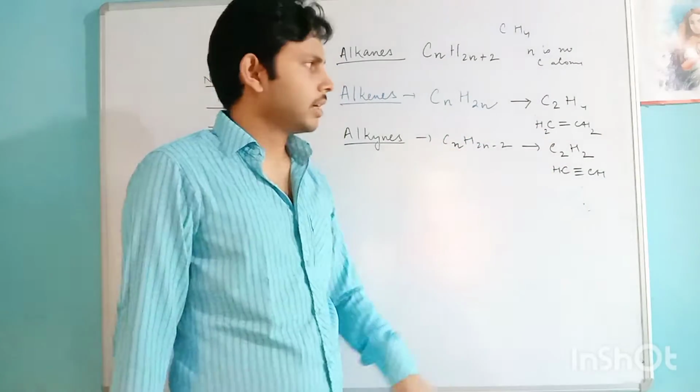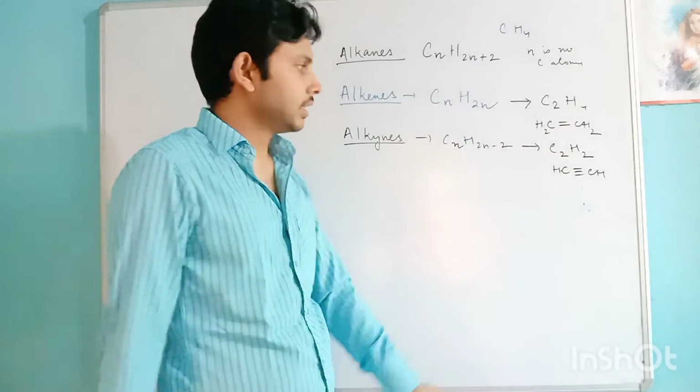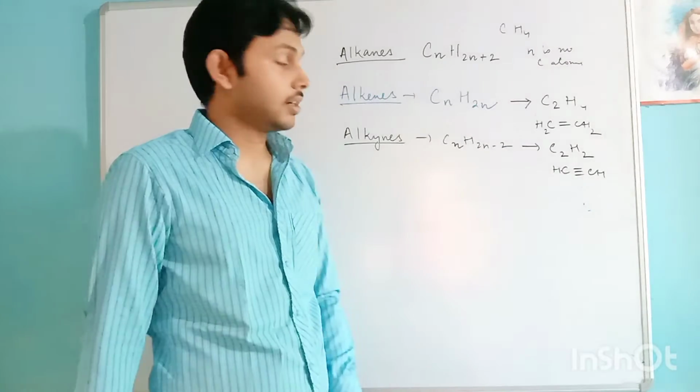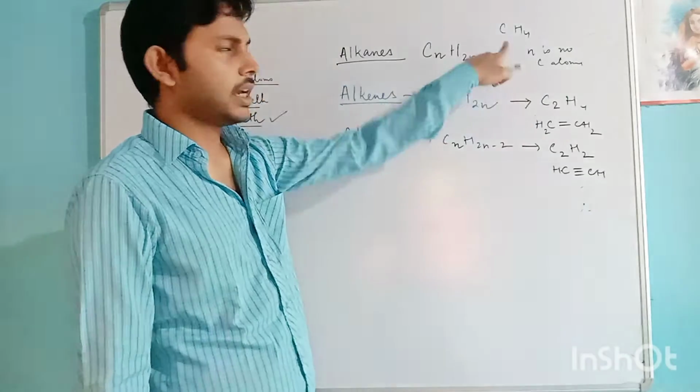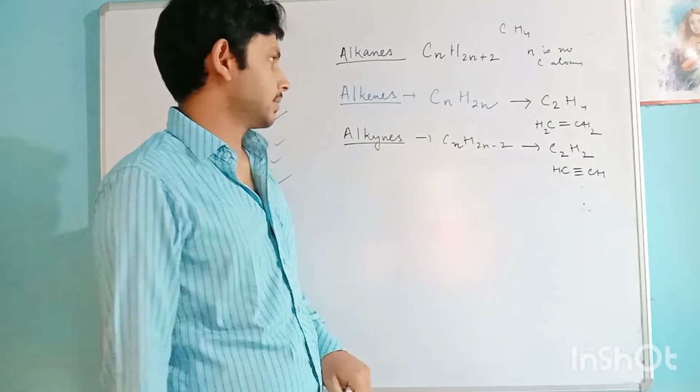These have common names. Ethene is also called ethylene. Ethyne is also called acetylene. Methane is called marsh gas.